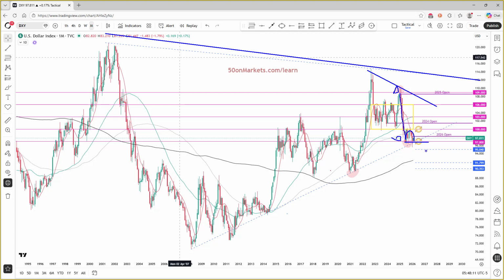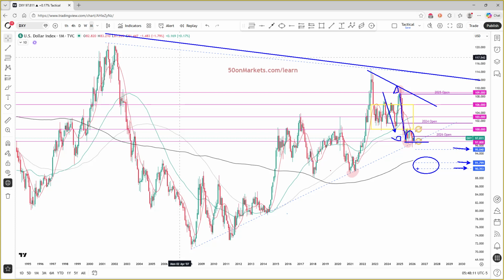But clearly you can see these are all the fib extension targets to the downside of this current A to B move. And you see 95, 91.79, 90.35, and you see that broadly speaking, this whole area aligns with the 200-month moving average. So there's an awful lot of confluence there.